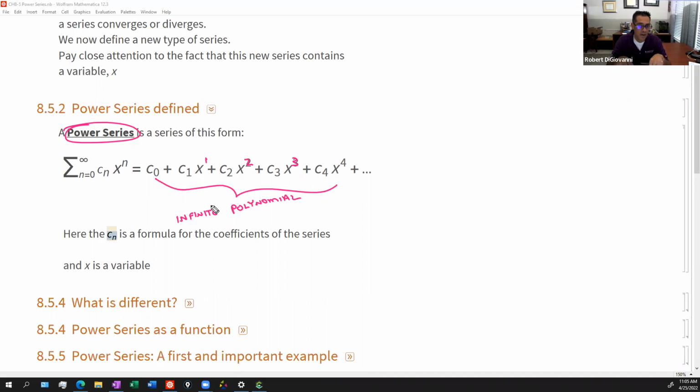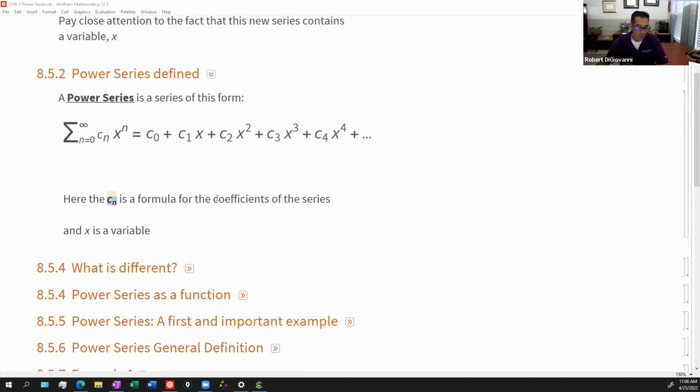There's a theorem called the Weierstrass Theorem that says that you give me a function, I can create an infinite polynomial as close to your function as you ever want me to be. All right, now that's for later, okay? All right, so what's different?